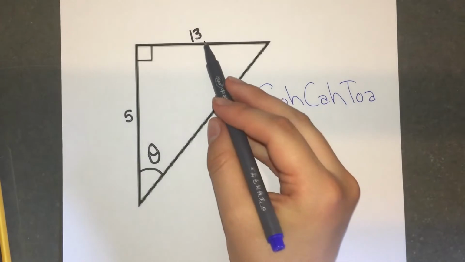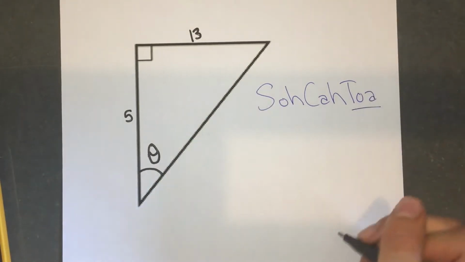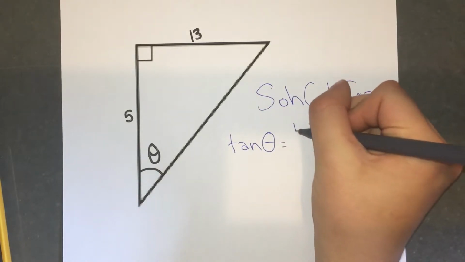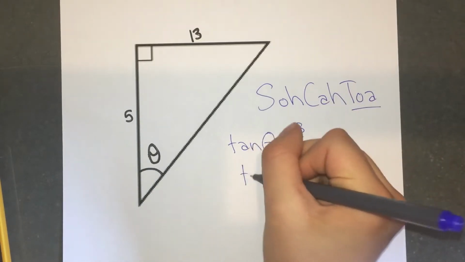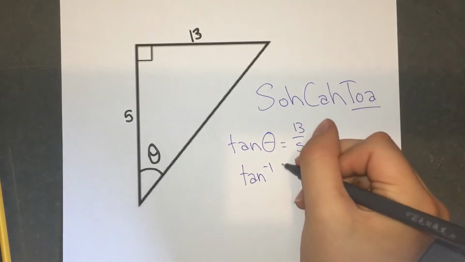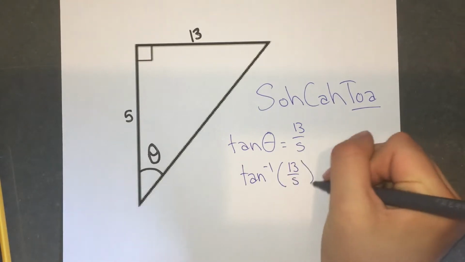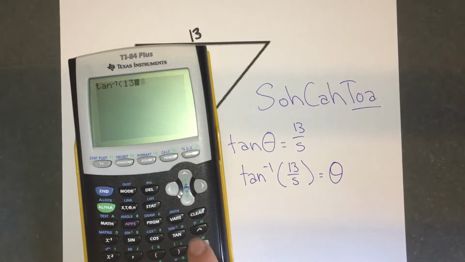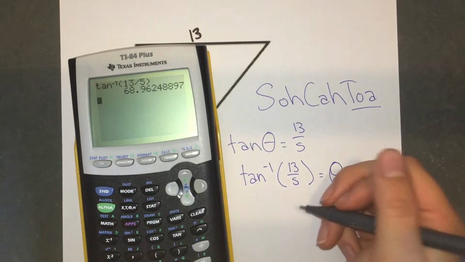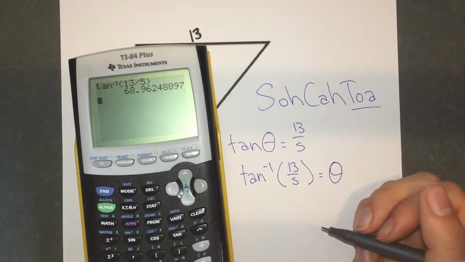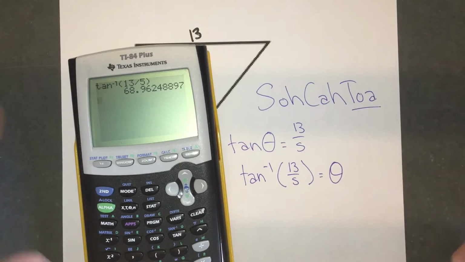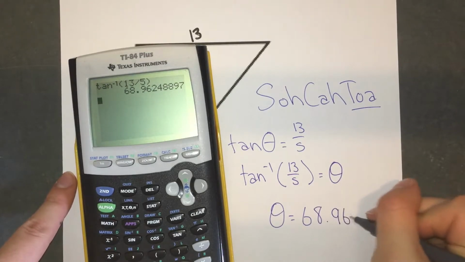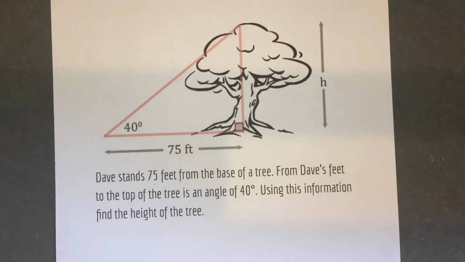This is opposite and adjacent, so that would be tangent. So tan of theta equals 13/5. So the inverse tan of 13/5 equals theta. So second tan of 13 divided by 5 equals about 68.96. So theta equals 68.96 degrees.